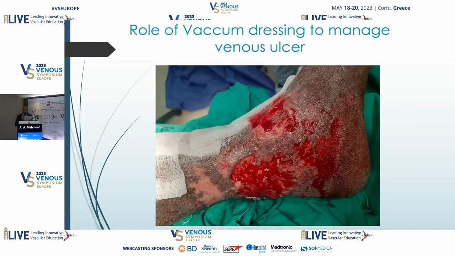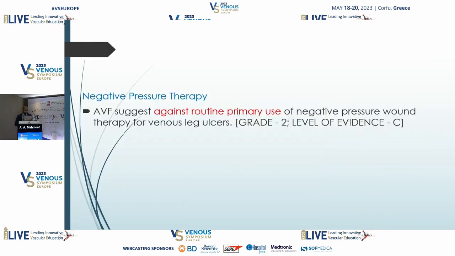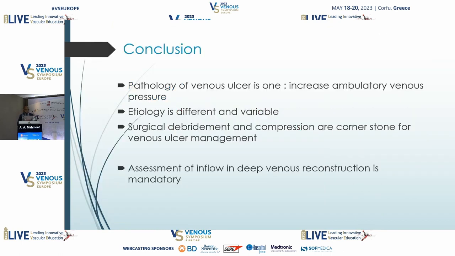About vacuum dressing, we don't know if it is effective or not. However, the American Venous Forum suggests against routine primary use. In conclusion, the pathology of venous ulcer is increased ambulatory venous pressure. Etiology is different and variable. Surgical debridement and compression are the cornerstone. Assessment of the inflow and venous reconstruction is mandatory. Thank you.